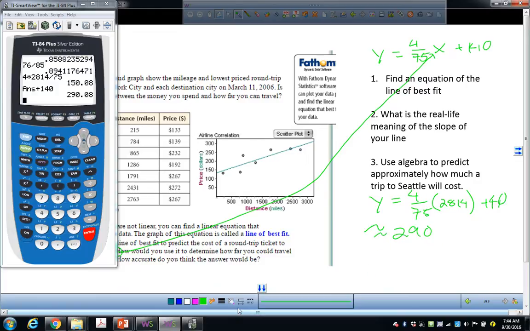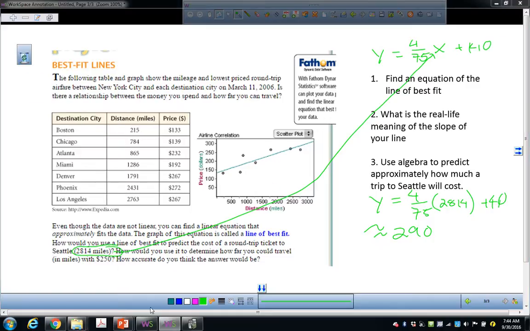Easy enough? Okay. The other way I could do this, how else could I do this without having to plug into my equation? Go ahead, Ryan. See how much further it is than something like Los Angeles. Oh yeah, you could do it that way. Look at Los Angeles, and where's Los Angeles? So it's really close to Los Angeles, so somewhere a little bit further.